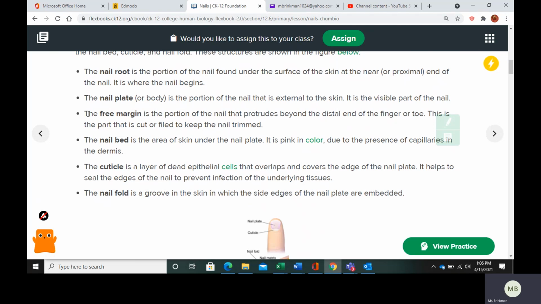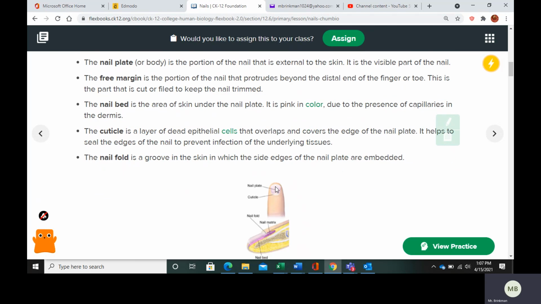The free margin is the portion that protrudes beyond the distal end of the finger or toe. So that's the part that you clip. The nail bed is the area of skin under the nail plate. So nail bed, like right down here.